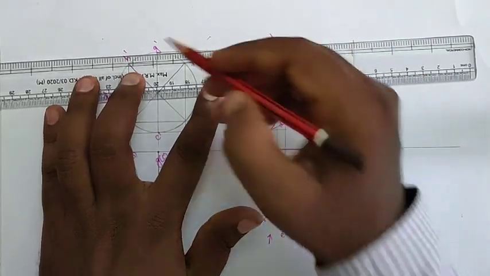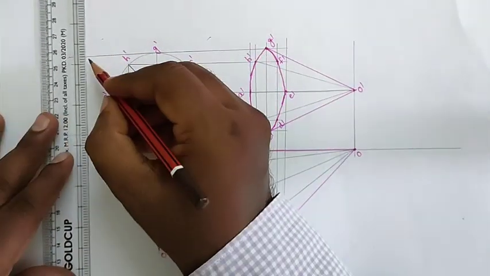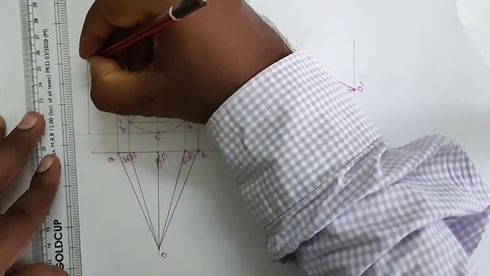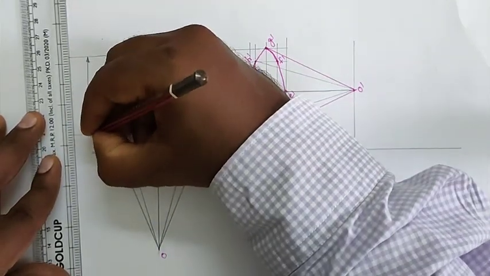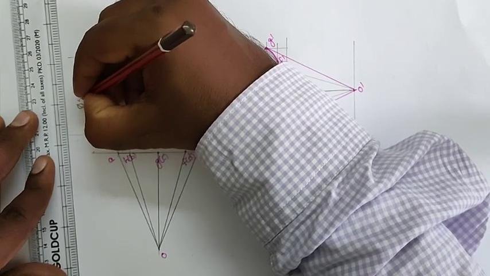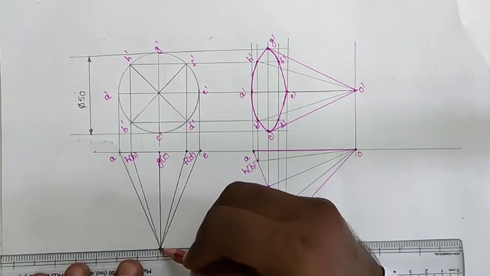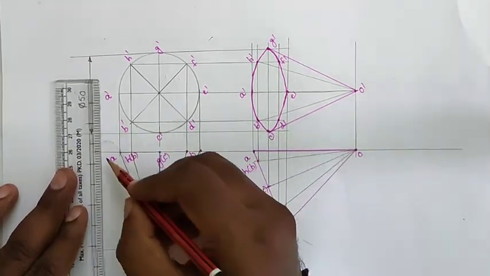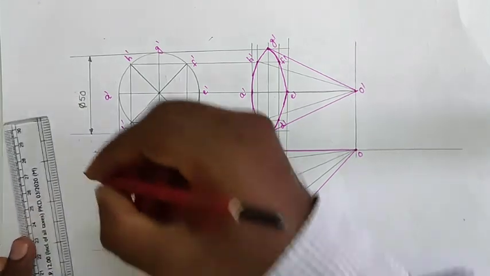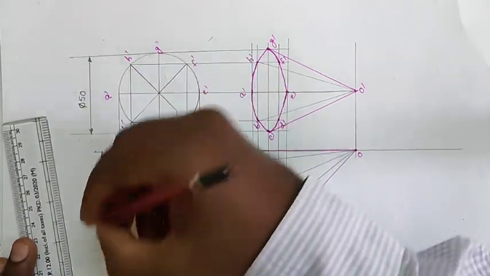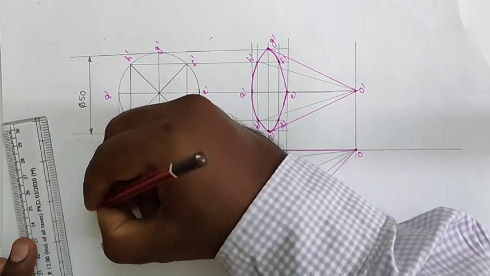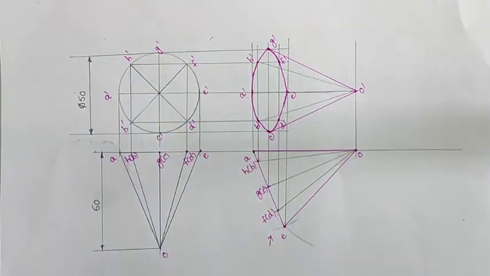So the dimensions are, they are giving here, the cone base diameter, they are giving 50 mm diameter. The cone diameter is 50 mm. And the axis height is also given, you can mention that dimension in the problem also. So the axis height is here, they are giving 60 mm. So this is the fifth position, that is axis inclined to VP and parallel to HP condition. We will draw the projections like that.